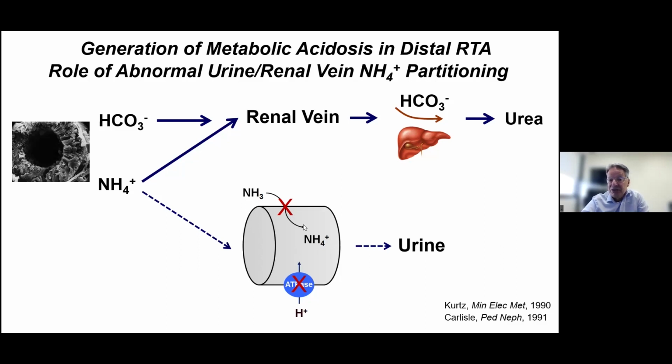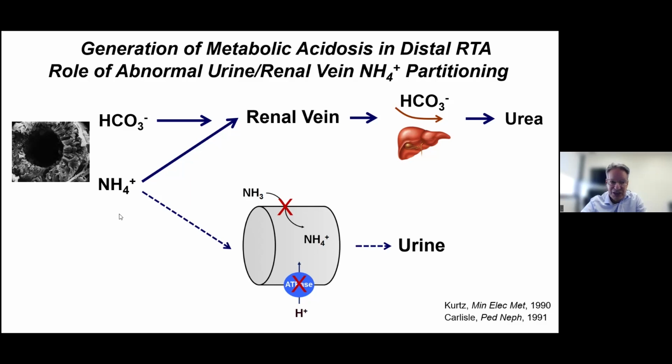And that's it. It won't enter, but it has to leave the kidney somehow, and it leaves into the renal vein. So this is the first problem, as I mentioned, in distal RTA. You lose the ability to partition 60% of the ammonia made in the proximal tubule in the reaction that makes alpha ketoglutarate and new bicarbonate shown here. You lose the ability to send that into the urine.